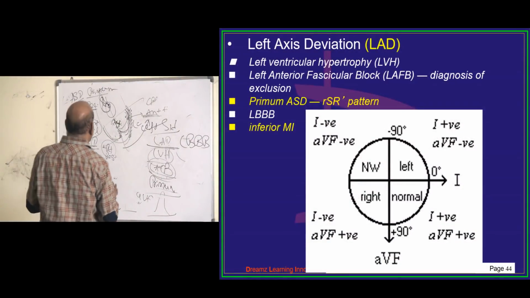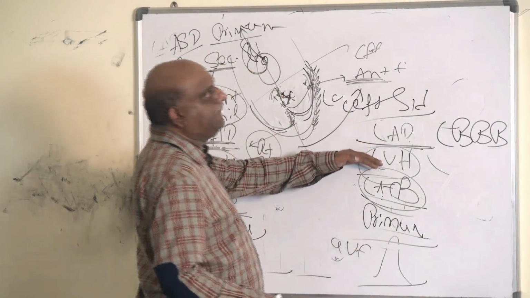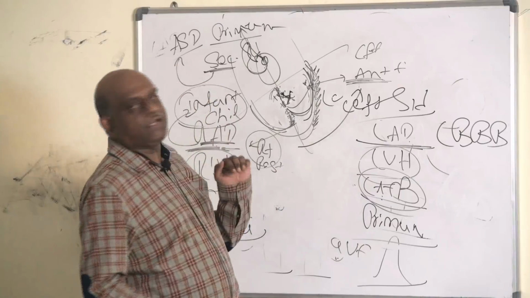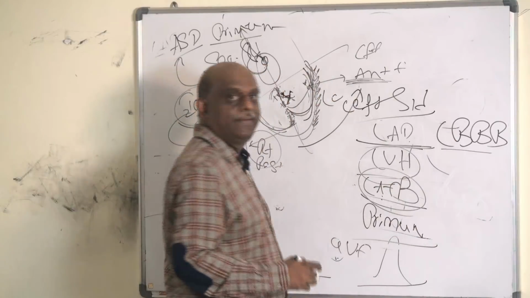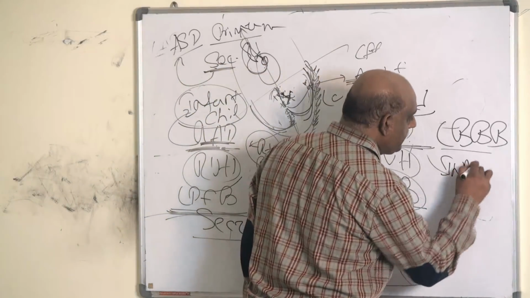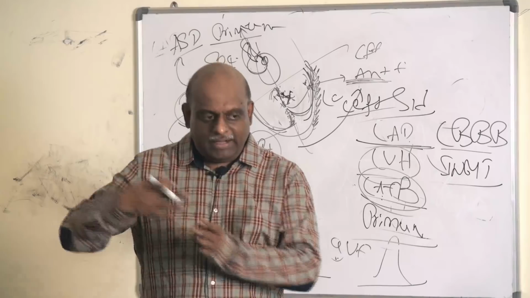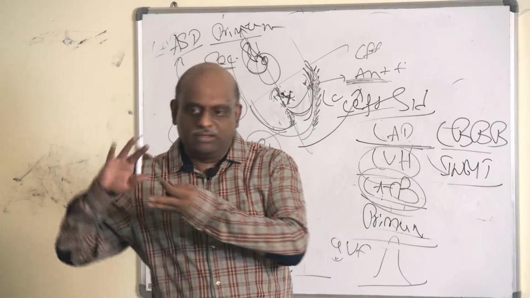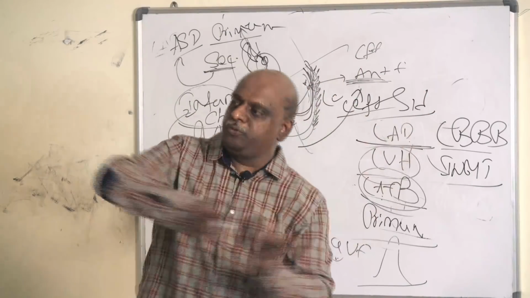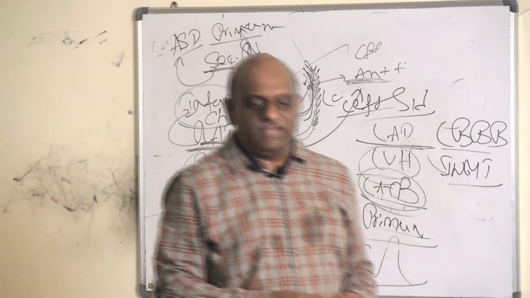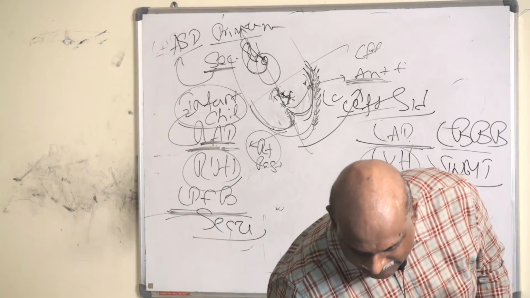Now for the left axis deviation, what are the causes you will remember? Left ventricular hypertrophy, left anterior fascicular block, primum ASD and left bundle branch block, and even inferior wall MI also, you get a left axis deviation. Simple. Electrical activity because of any condition is directed and pushed towards left side, you get left axis deviation. If it is pushed towards right side, you get the right axis deviation. Simple. That is what you need to basically remember.